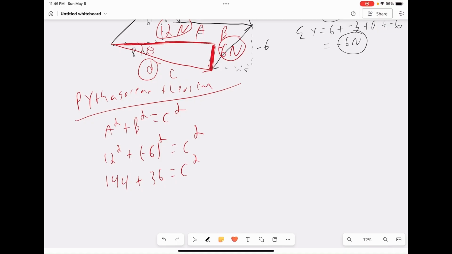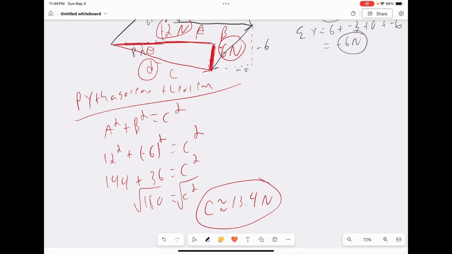That's 50, 80, 180 equals c squared. The square root of 180 is, ask a calculator, 13.4. C is about 13.4 newtons. So there's our length. I need a D up here, actually, so let's make that into a D. So 13.4 newtons is the length of this side. Great. Now all you have to do is find the angle theta.